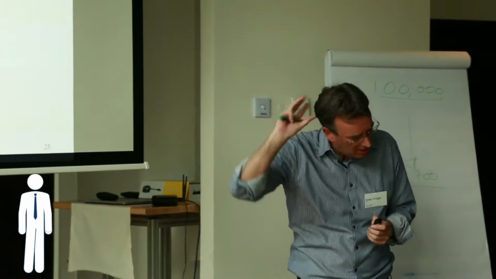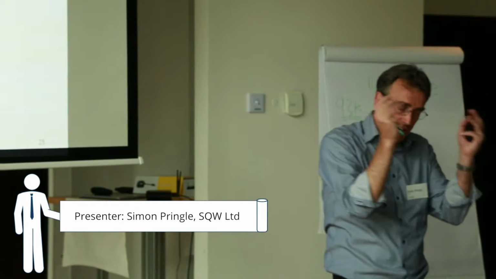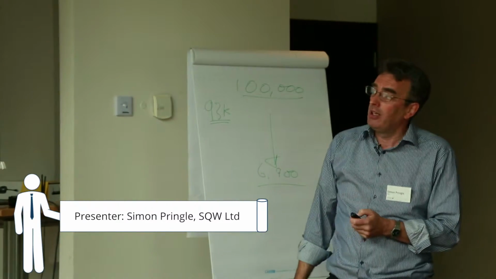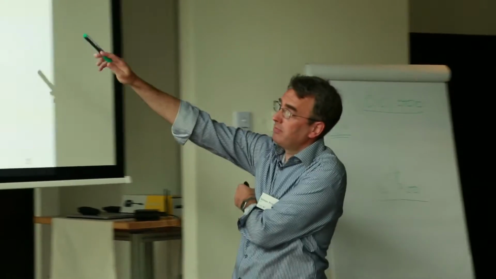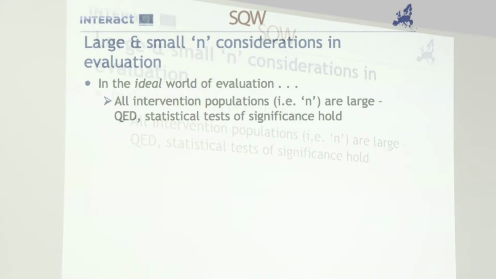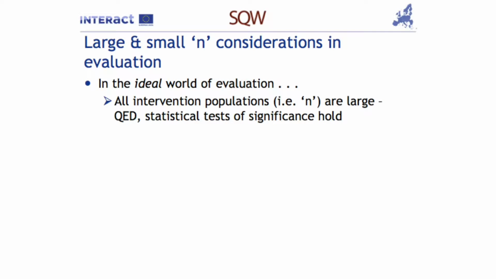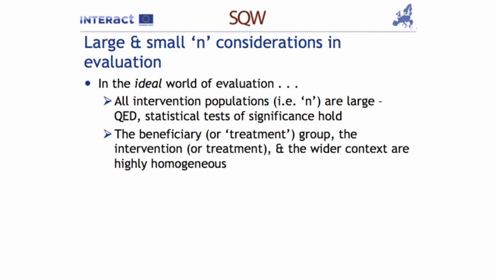In the ideal world of evaluation, as the scientists and the social scientists would have us believe, all intervention populations, i.e. N, are large. We've assisted a lot of people. There have been a lot of beneficiaries. Because we've assisted a large volume, we are therefore able to say that any consideration of those populations is statistically significant. That's the theory. All intervention populations are large, therefore statistical tests of significance hold.